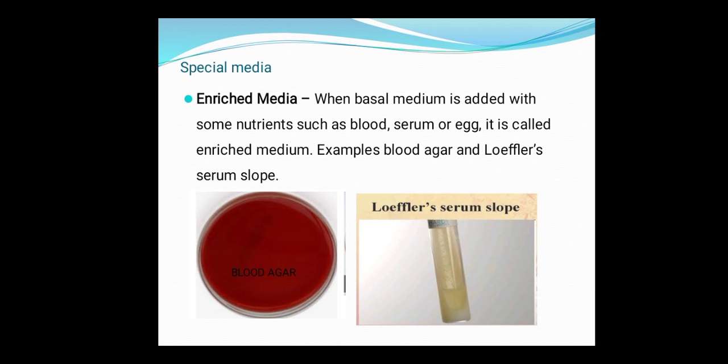Next, we have special media. Under the special media, we have different media. The first one we have here is enriched media. The enriched media are invariably solid media, and they facilitate the growth of certain fastidious bacteria. These media are prepared by adding substances like blood or serum to the basal media in order to meet the nutritional requirement. For example, we have blood agar and Loeffler serum slope.